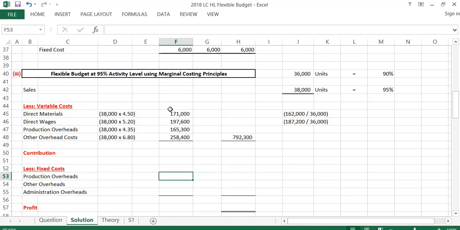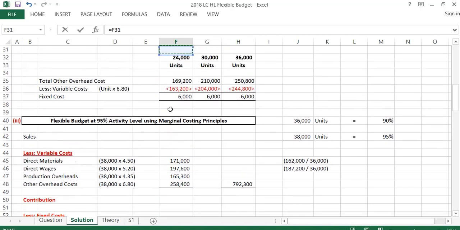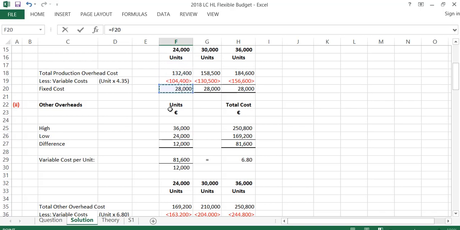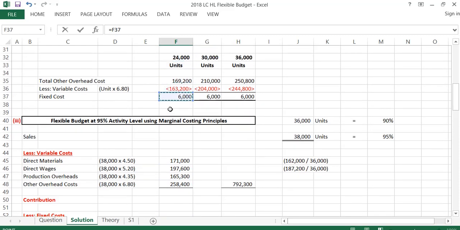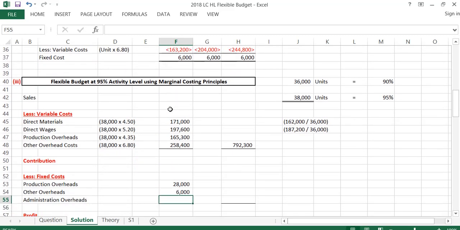Now, the fixed costs. I worked out the fixed costs above for production overheads from part 1 as 28,000. The fixed costs I worked out above for other overheads here are 6,000, and administration are completely fixed overheads, so they would always go in here under fixed costs as 40,500 from the question. And we can see that they're fixed because they don't change no matter what the level of output is. So I'm going to add these down. My total fixed costs come to 74,500.